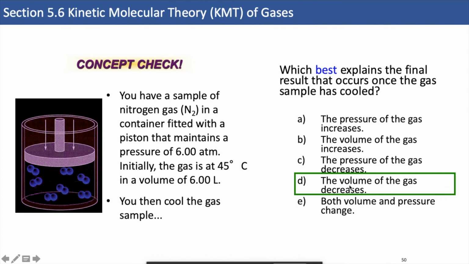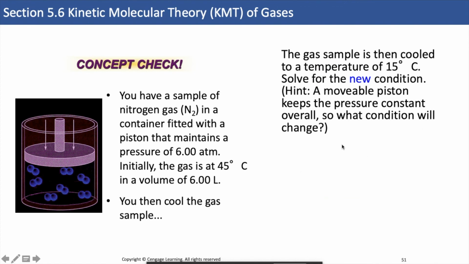Now you might think, wait a second, shouldn't the pressure and other stuff also change? No. If the piston is maintaining a pressure of 6 atmospheres, that means it can freely move up and down. The volume of the gas is going to be the only thing that's going to change with the temperature. This is virtually Charles' law because the pressure is constant. All right, now again, here is our little hint that I put here as a little backup. You have a movable piston in this situation, but let's actually solve some stuff and prove it to ourselves.